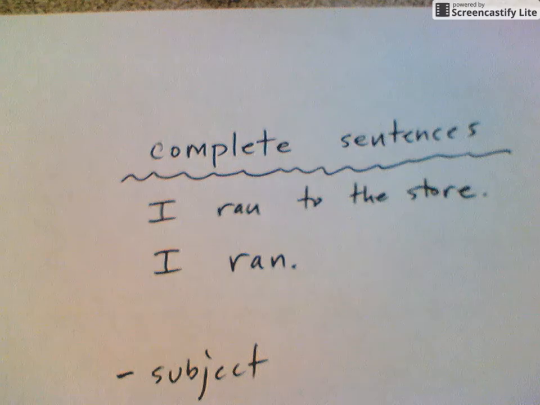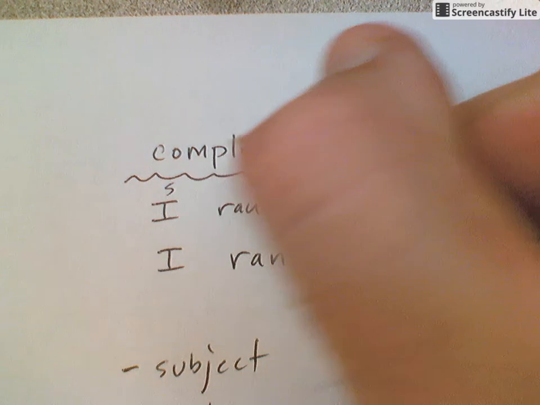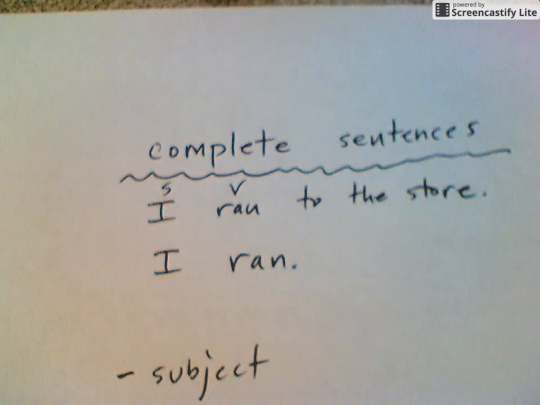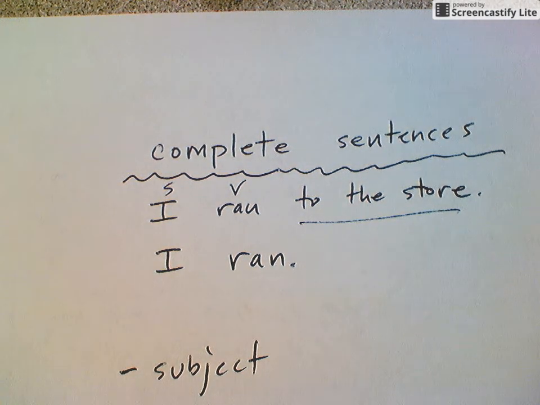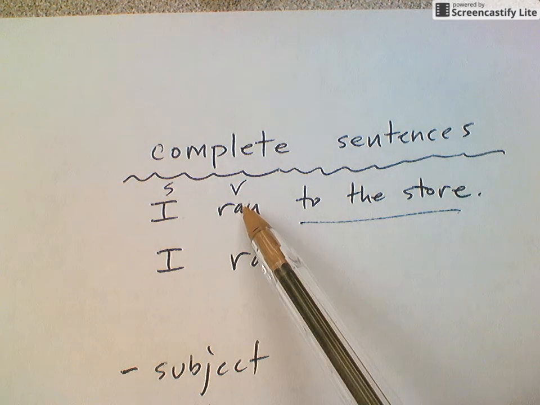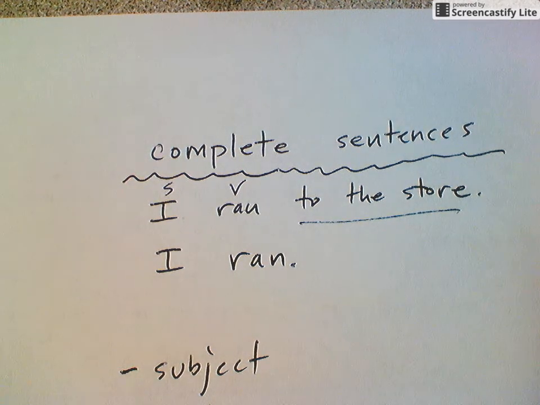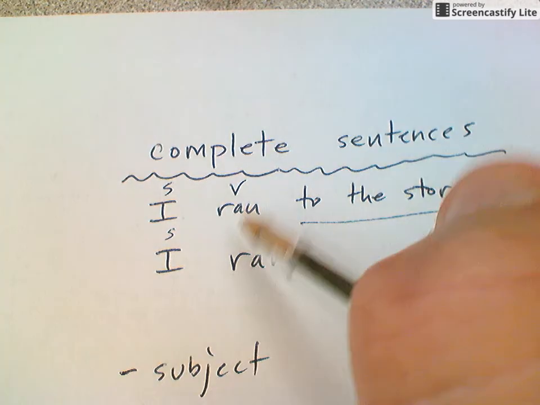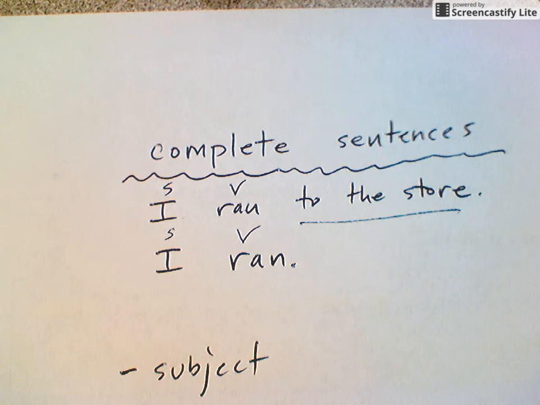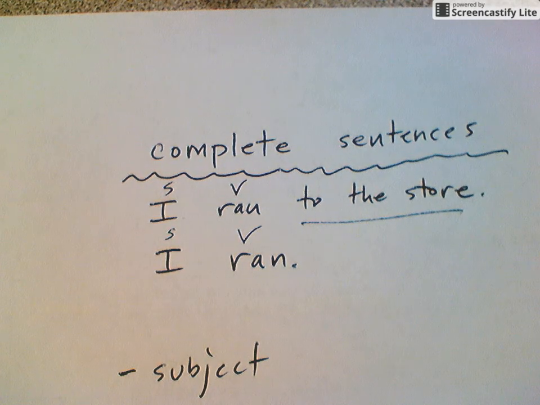So in the sentence, I ran to the store, we have a subject and a verb, and we technically have a preposition over here. But the point is that we have a subject and a verb, and it makes a complete thought. Even if I have a sentence as short as I ran, it's still a complete sentence because I have a subject and a verb.